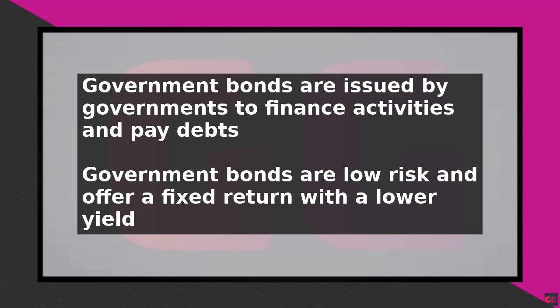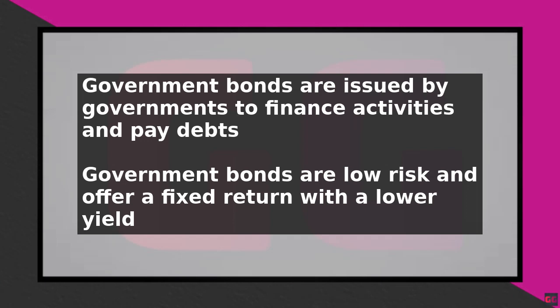Next, we have government bonds, which are issued by governments to finance their activities and pay off debts. Government bonds are considered to be very low risk, as they are backed by the credit of the government. They offer a fixed return, but the yield is generally lower compared to corporate bonds. For instance, the U.S. Treasury issues bonds to finance its budget deficit.